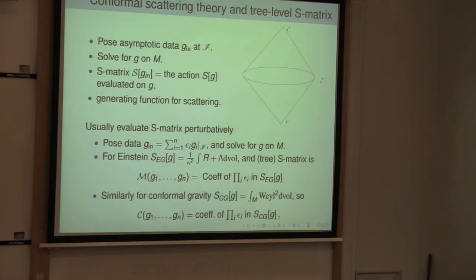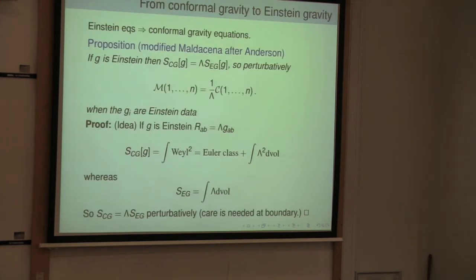Similarly, I'm going to be concerned about the relationship between Einstein gravity and so-called conformal gravity. Conformal gravity is the theory that's conformally invariant, that has the action of the Weyl tensor squared. And so similarly, if you want to do the corresponding calculation for conformal gravity, you're going to be evaluating the action on the evolved metric from the data at scri minus. So that data at scri minus, you evolve it using the equations of conformal gravity now, and you pull out the coefficients of all the epsilons to get the tree-level S matrix element for that. So that's the object that one's trying to calculate.